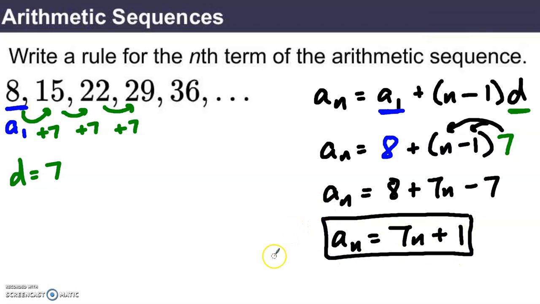And a good thing to do would be to check that. For the first term, I should be able to let n be 1 and get 8. Well, if n is 1, 7 times 1 is 7, and 7 plus 1 is 8. Let's try it with like the fifth term here, 36. 1, 2, 3, 4, 5. The fifth term is 36. If I let n be 5, do I get 36? 7 times 5 is 35, plus 1 is 36. Yeah, I do. So we've got it.